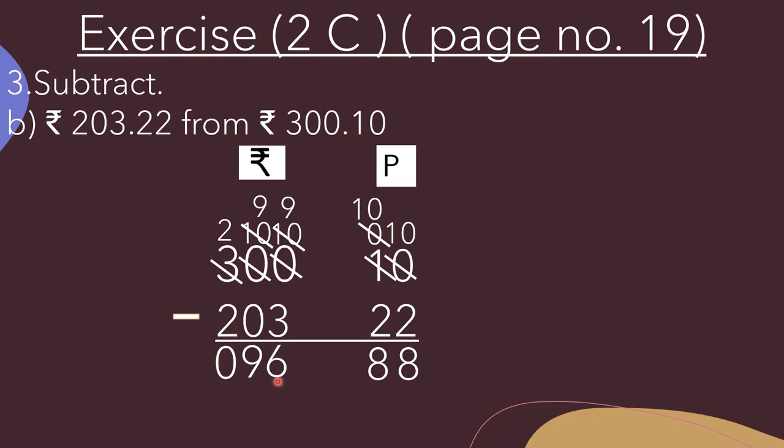So what is the answer? That is 96 rupees 88 paise, or we can write it like this, rupees 96.88. Okay. Now you have to do C and D part in your homework.